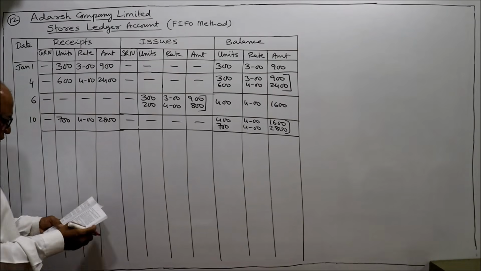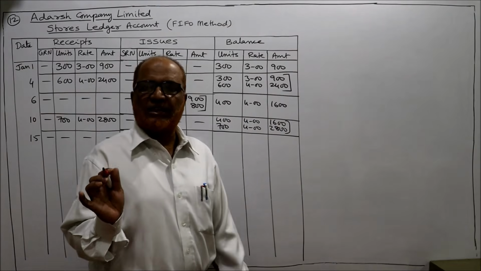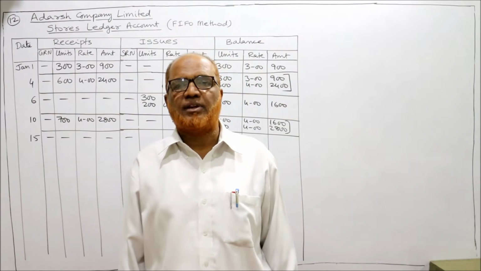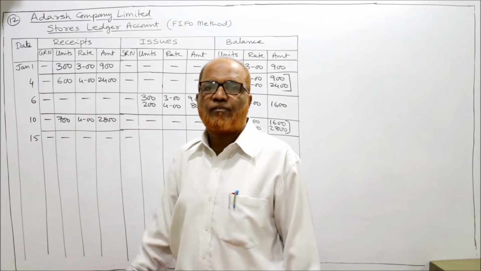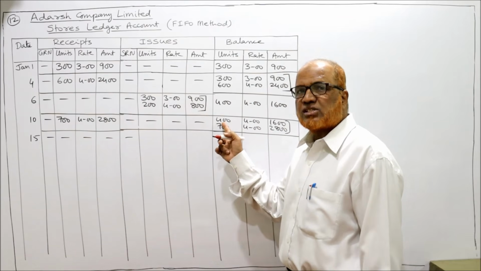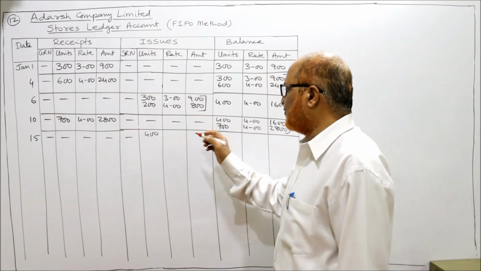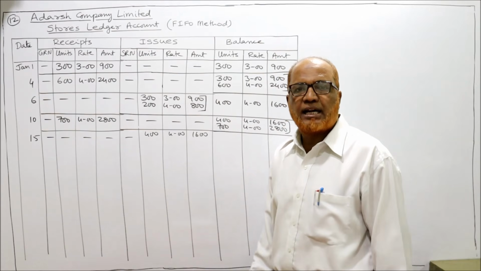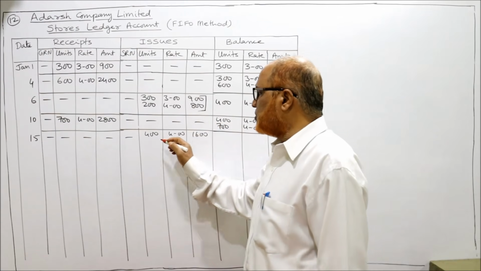Now after 10th, 15th January, there is issue. It is given on 15th January, there is an issue. Issue of how many units? 800 units it is given in the problem. 800 units we have to issue on 15th. Which method are we following? FIFO method, first in, first out. The material which is received first will be issued first. This 400 units we will issue at what rate? 4 rupees. So it will be 1600. Totally 800 units we have to issue. This 400 gone. So from this 700 I am issuing 400.